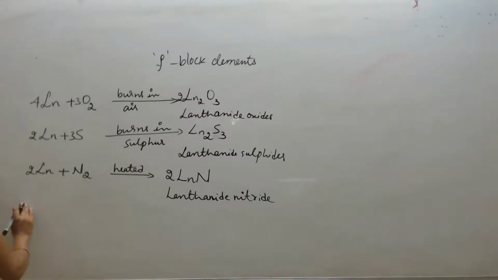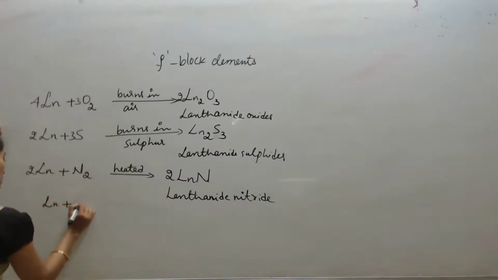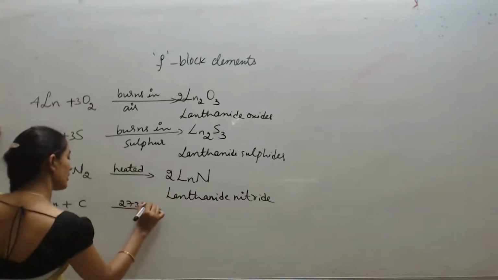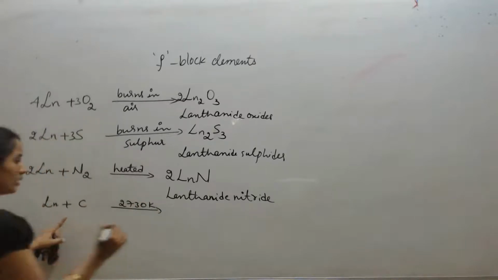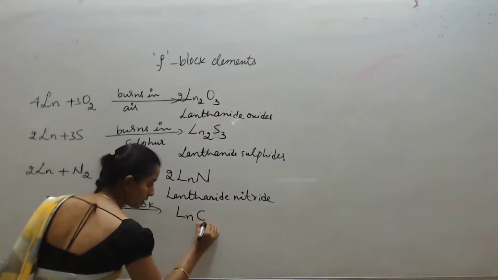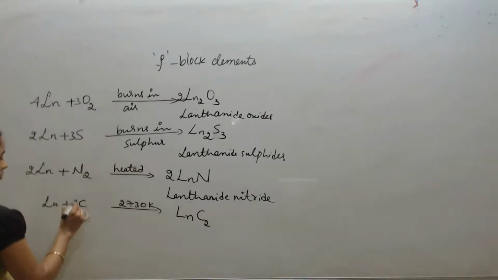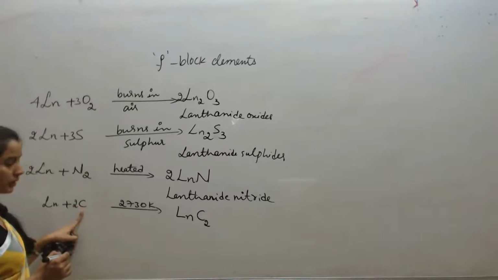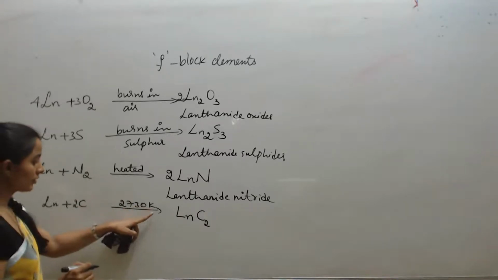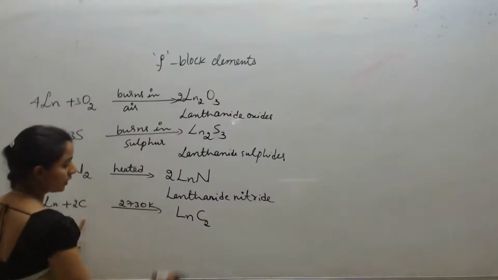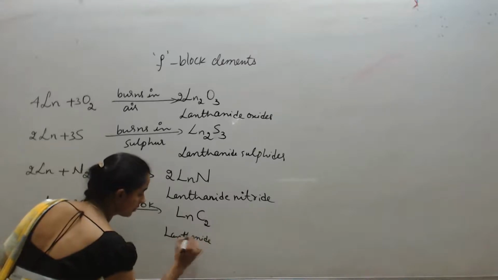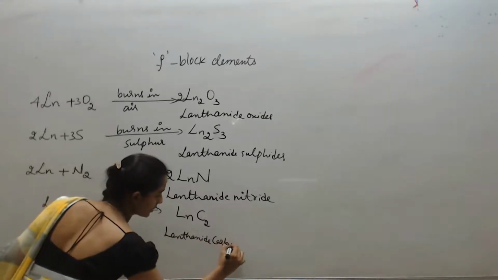Nothing much you want to learn. The next one is lanthanum reacting with carbon at 2730 Kelvin. Then it forms an LnC2 type compound. When lanthanum is heated up to 2730 Kelvin with carbon, it forms lanthanide carbides.